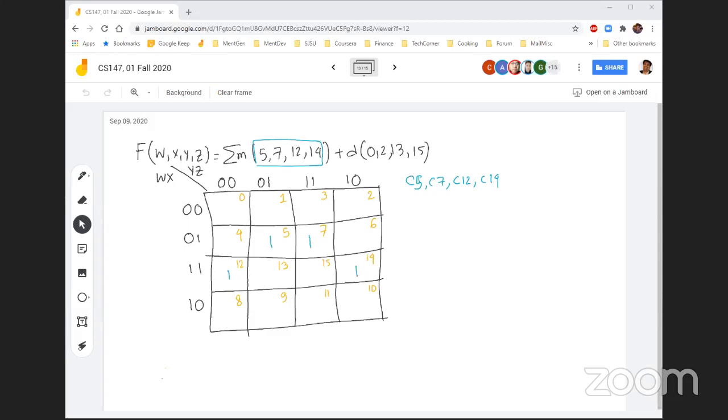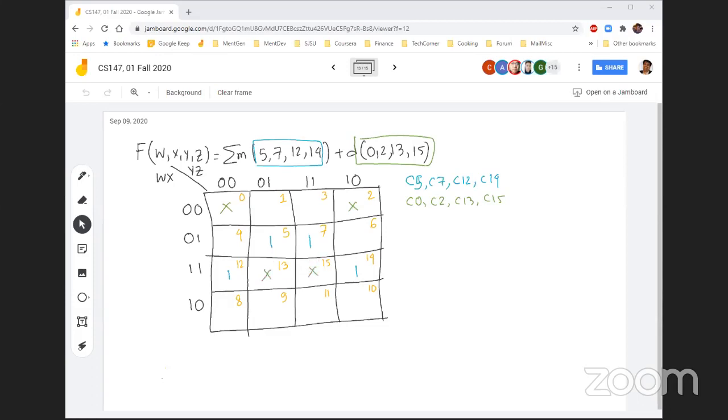And for those don't care terms, we'll mark those cells as X. So cell 0, cell 2, cell 13, and cell 15 will be marked as X.